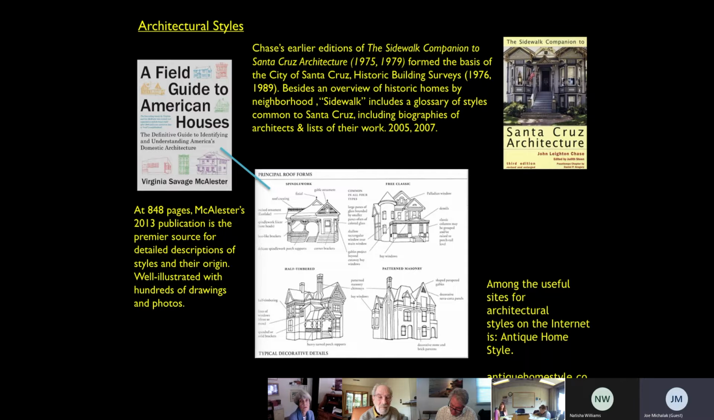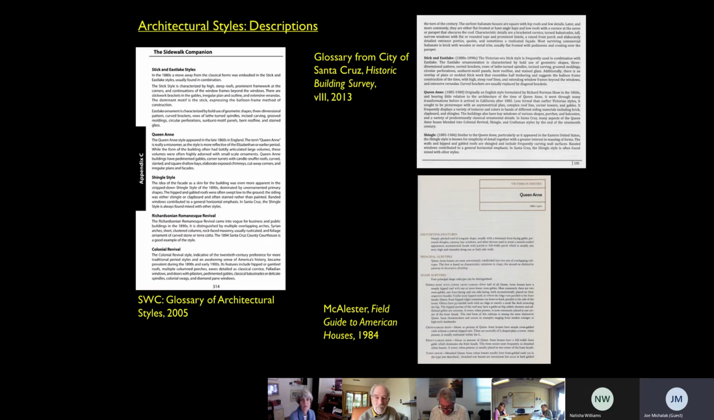If you want to acquire it. There are some other useful sources on the internet I've used before, something called Antique Home Style. So obviously these are the key sources, but you can find stuff on the internet. It's not terribly difficult. Google things. Here's an example of architectural style descriptions. This is an example from McAlester, an example from the Historic Building Survey of the City of Santa Cruz, and an architectural style glossary from the Sidewalk Companion. So there's all kinds of information about descriptions.